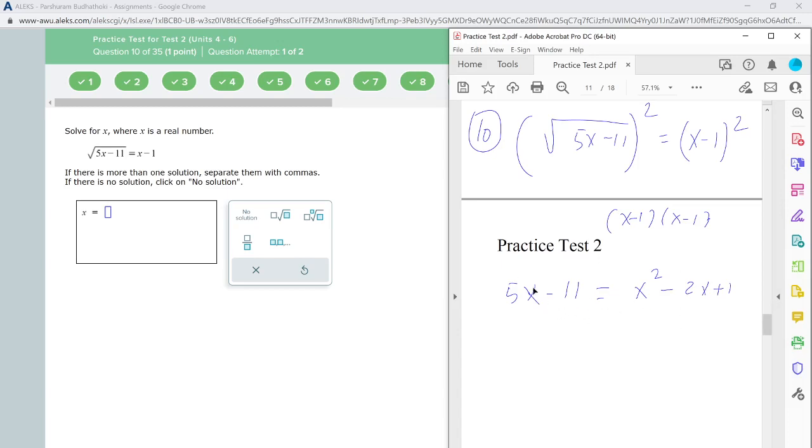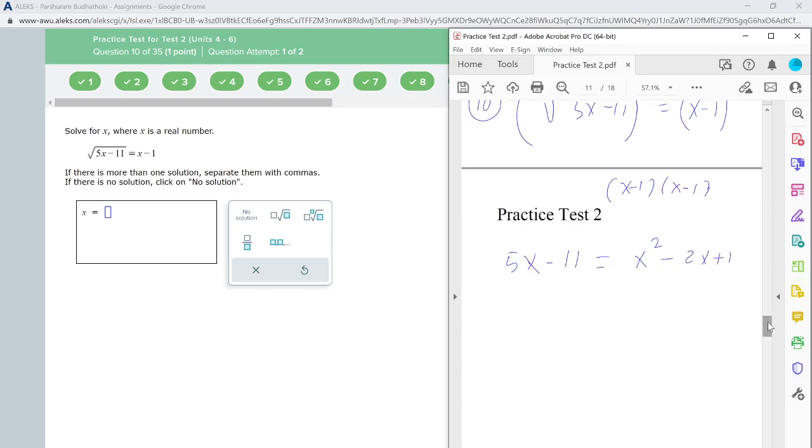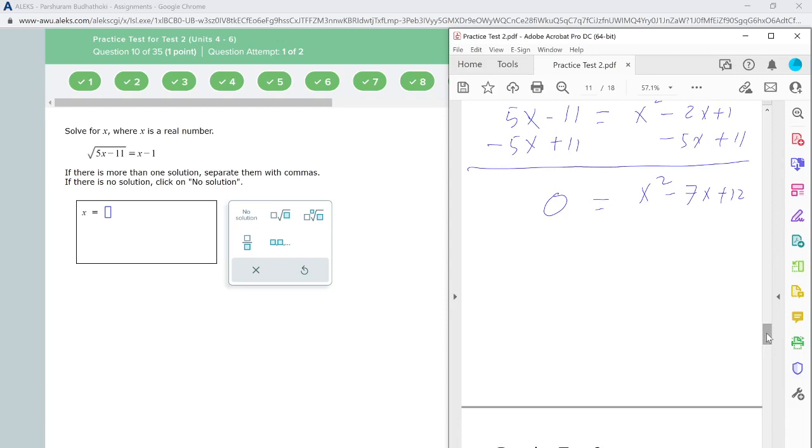To solve the quadratic equation, you have to bring everything to one side. So I'm just going to subtract 5x and add 11. By doing that, one side would be 0 and on the other side it would be x squared minus 7x plus 12. So you can write the equation like this, with 0 on the left side and this on the right side. They are the same equation. So now this is a quadratic equation.